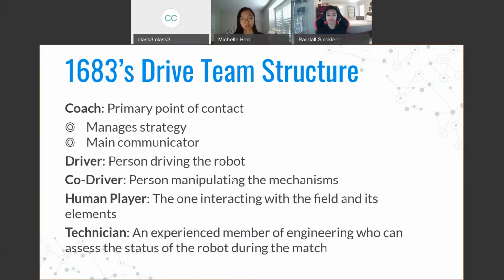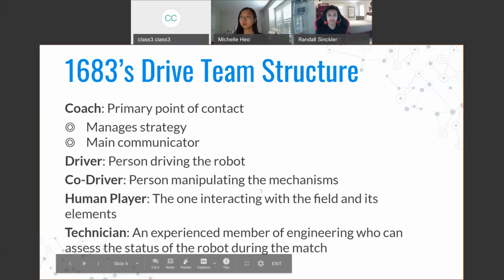Next up, we have the driver, who is the main person driving the robot, and the co-driver who mainly manipulates the mechanisms of the robot for that year. The human player is the one interacting with the field and usually has some form of contact with the scoring elements, and the technician is usually our most experienced member of engineering who can assess the status of the robot during the match. Today, we will be primarily focusing on the coach, driver, and the co-driver.